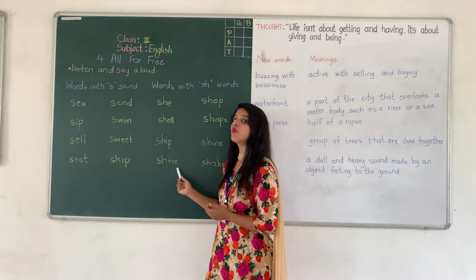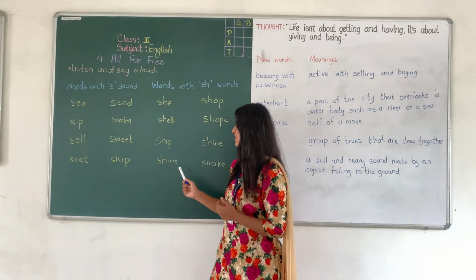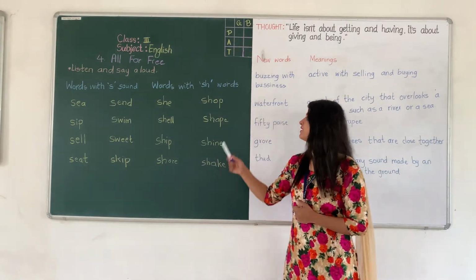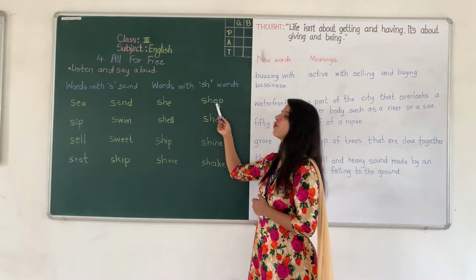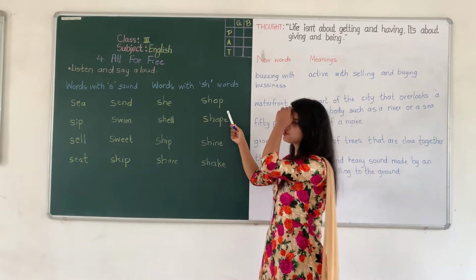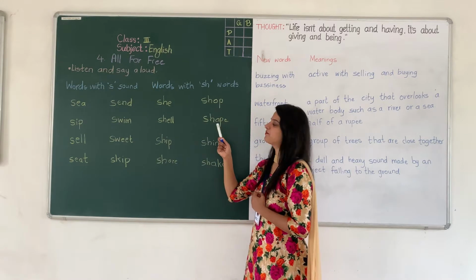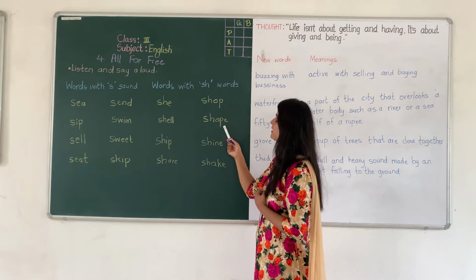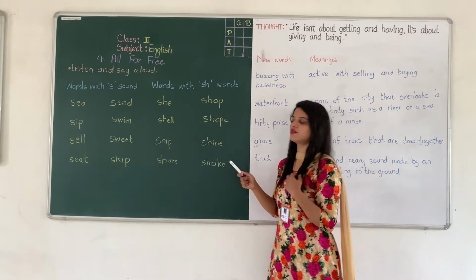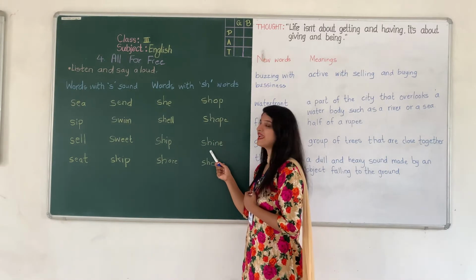Now next word. S-H-O-R-E. What does it become? Shore. Now next word. S-H-O-P, shop. Next, S-H-A-P-E, shape. Now let us read the next word.